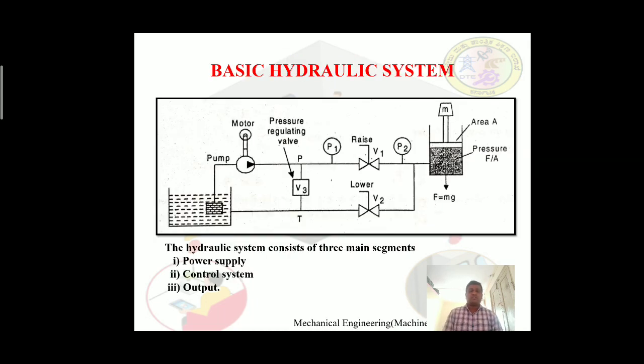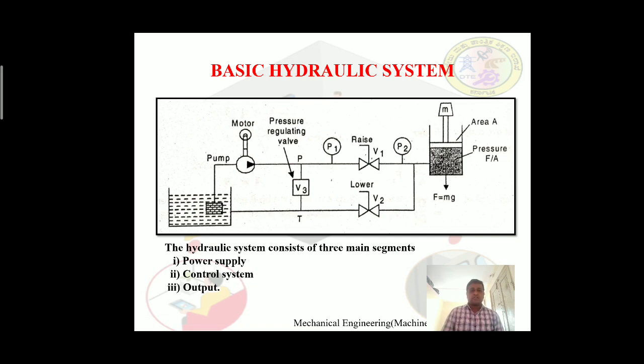Let's start the first topic, the basic hydraulic system. If you see the schematic diagram of a hydraulic system, this hydraulic system consists of the following parts like sump and pump, motor, pressure regulating valve, riser, different pressure valves, and also the output unit.